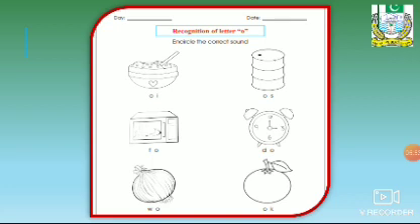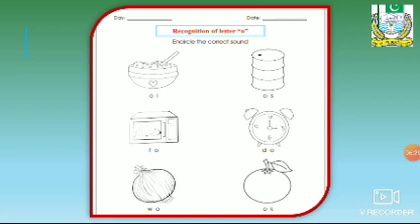First picture is oatmeal. Oatmeal begins with O. So we are going to circle O. Now below oatmeal is picture of oven. Oven has beginning sound O. So we are going to circle the sound O. Now next picture is onion. Onion has beginning sound O. So we are going to circle O.